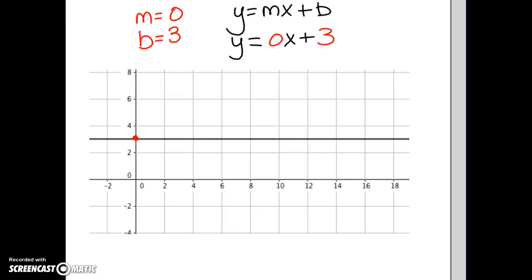0 times anything. What is 0 times anything? Well, 0 times anything is 0. So this equation becomes y equals 3. And if you think about it, this horizontal line does not touch the y-axis... the x-axis. Therefore, there are not any x's in this equation.